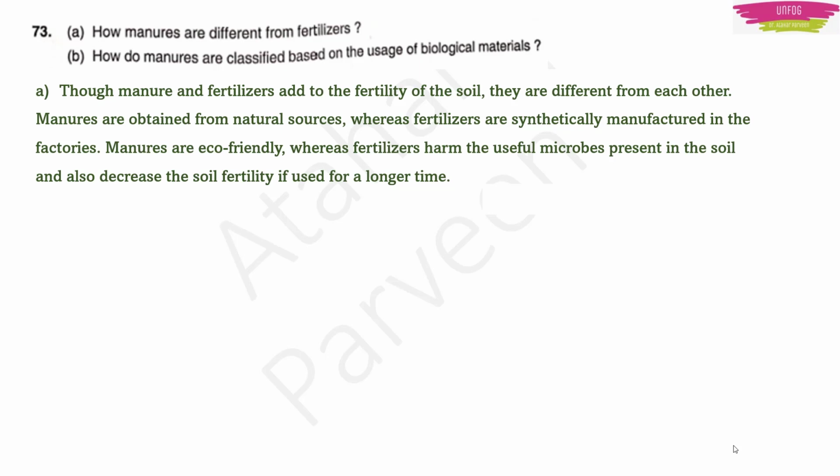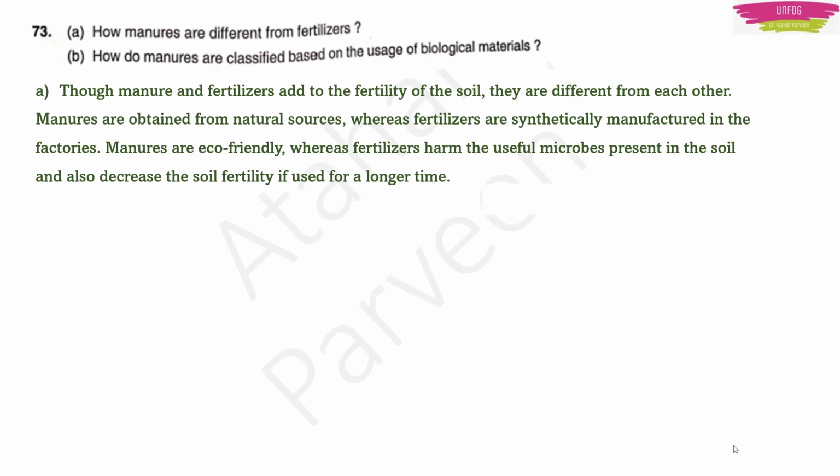Manures, because they are obtained from natural sources, are eco-friendly. But fertilizers, because they are synthetically manufactured, harm useful microbes which are present in the soil, and they also decrease the fertility of the soil if they are used for a longer time. Okay, so these are the main differences between manures and fertilizers.